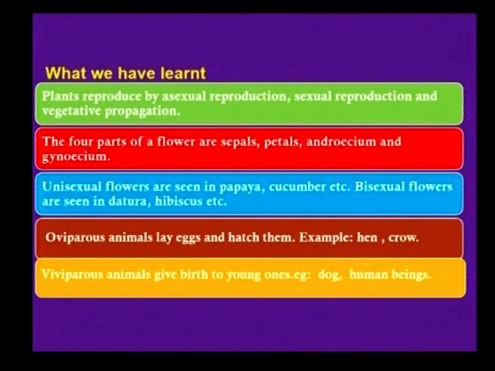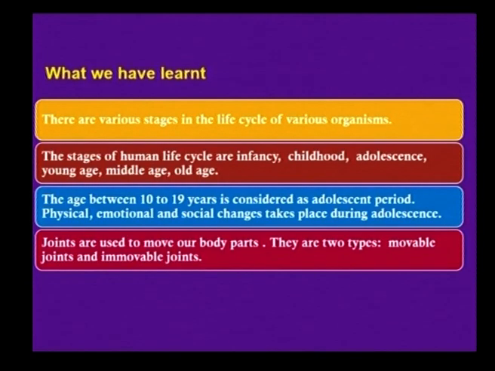Oviparous animals lay eggs and hatch them, for example hen and crow. Viviparous animals give birth to young ones, for example dog and human beings. There are various stages in the life cycle of various organisms. The stages of the human life cycle are infancy, childhood, adolescence, young age, middle age and old age. The age between 10 to 19 years is considered the adolescent period. Physical, emotional and social changes take place during adolescence. Joints are used to move our body parts. There are two types of joints, movable joints and immovable joints.